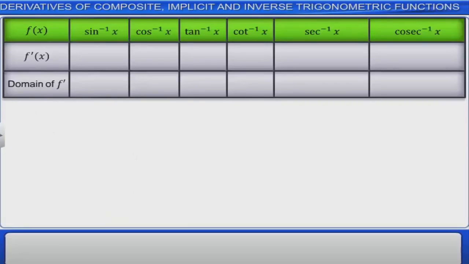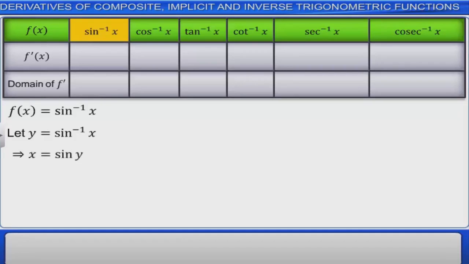Now, let's find the derivatives of inverse trigonometric functions. Beginning with the function f of x is equal to sin inverse x. Let y be equal to sin inverse x. This can also be written as x is equal to sin y. Let this be equation 1.